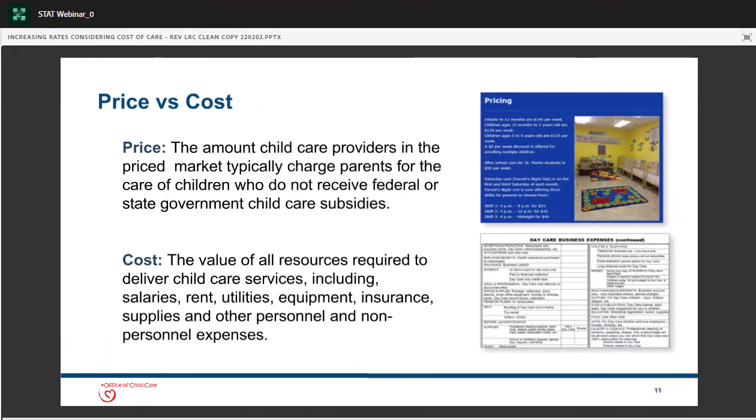The descriptors on the slide give us a common grounding in terminology. As you all well know, providers know what they charge. They don't always know their full cost of business. That's why it's often easier to conduct a market rate survey than complete a cost study. Next slide.